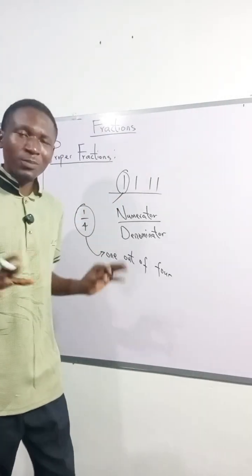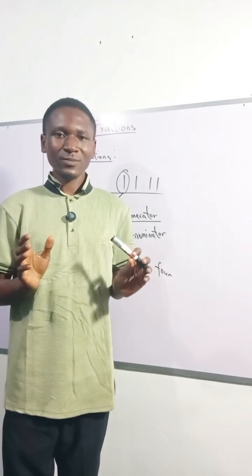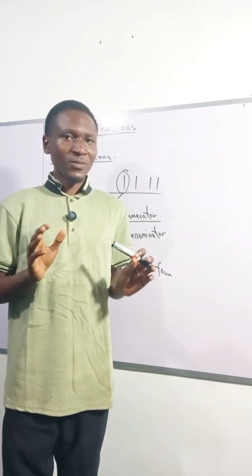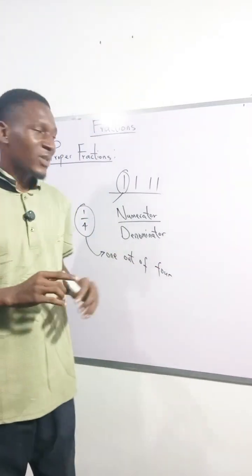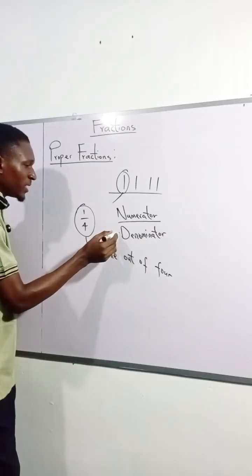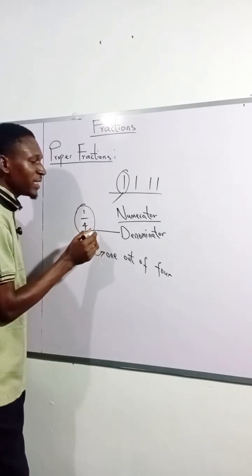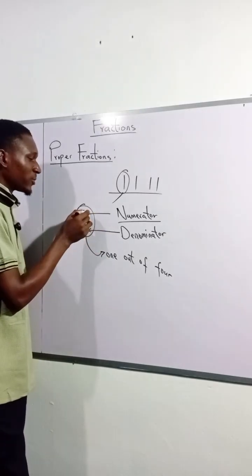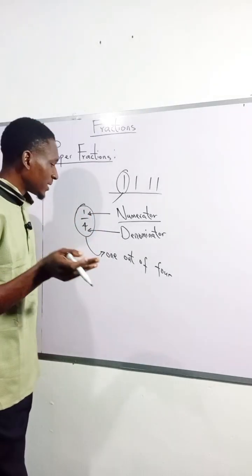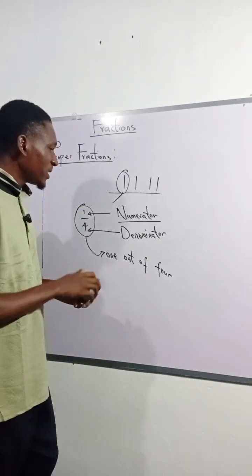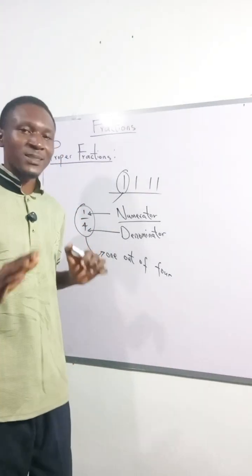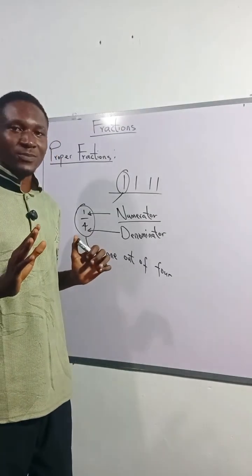It's making sense. It's something possible. It's proper. Are you getting it? This is how proper fractions look. That is, the denominator is bigger than the numerator, so that you can take the numerator out of the denominator. So the denominator is always bigger than the numerator in a proper fraction.